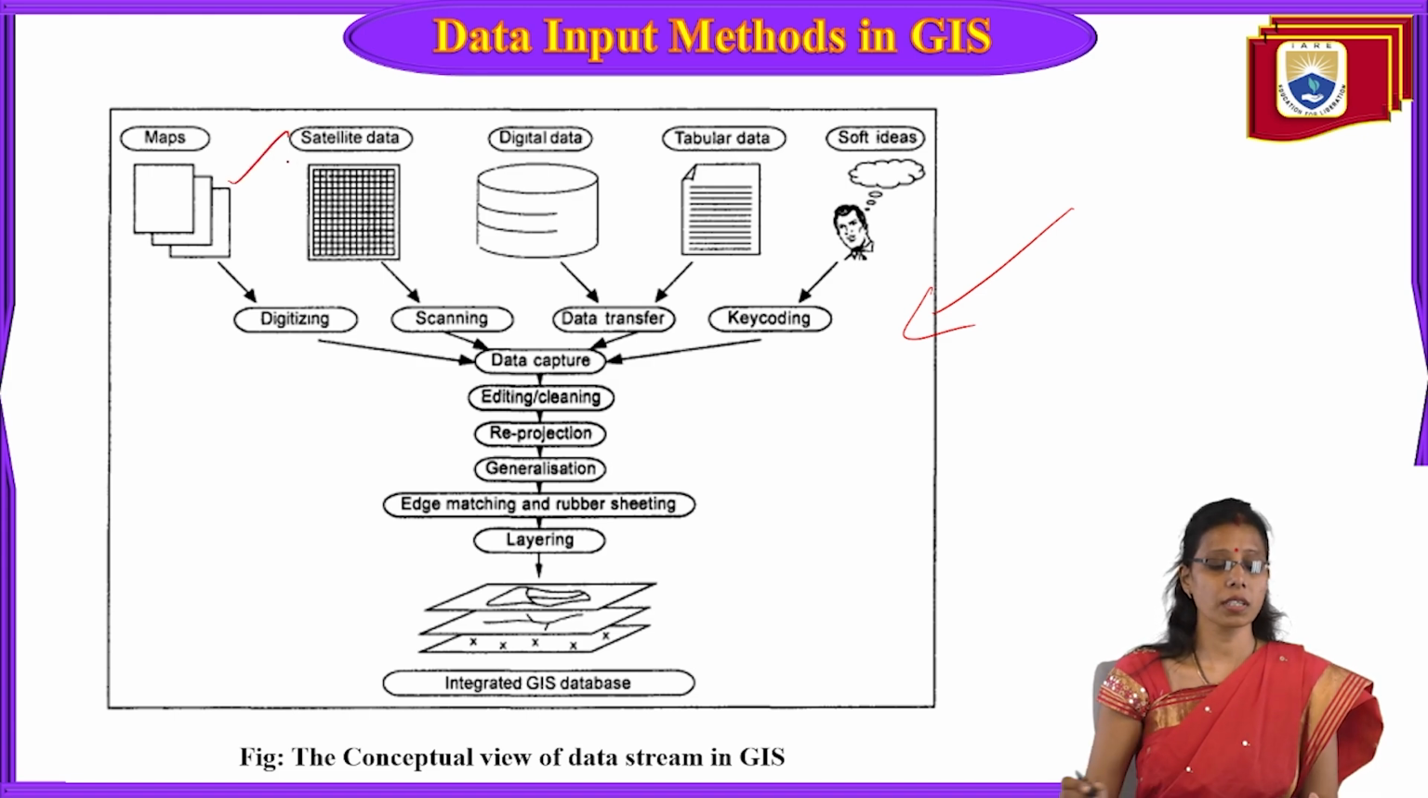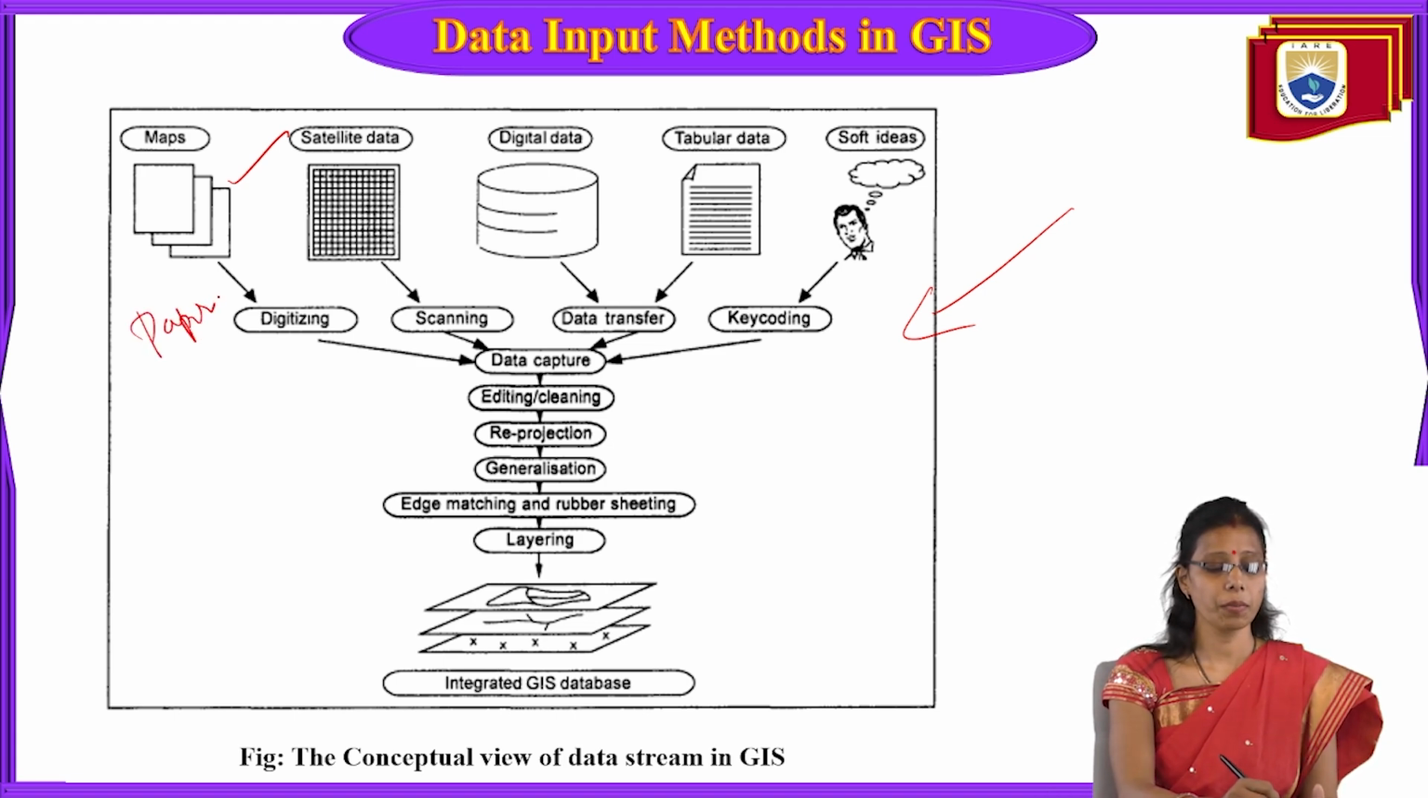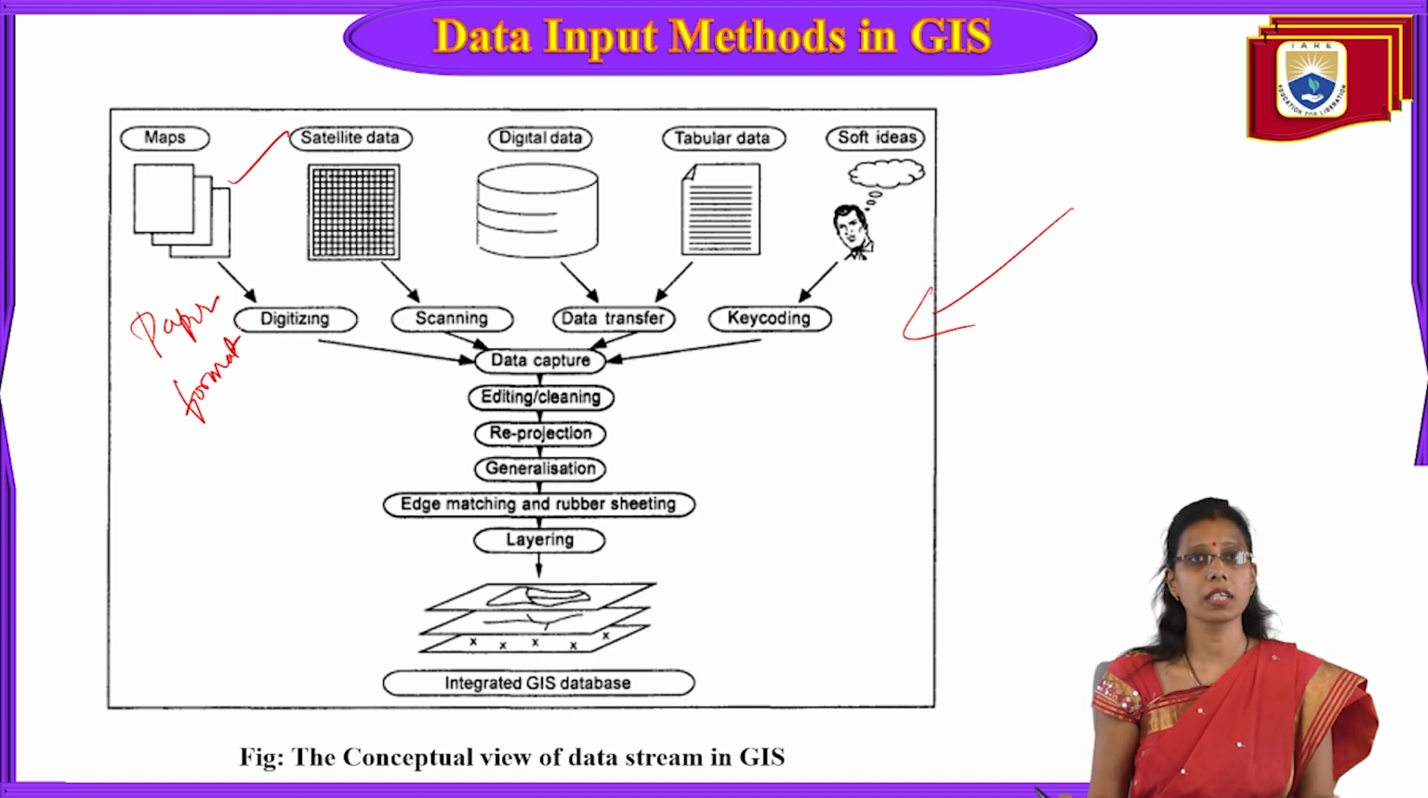So first one, what you can see here is maps. Maps, you can use if it is available. It will be available in the form of paper map. Okay, paper format. So this paper format can first be digitized. How can we digitize? Through scanning or through capture of the data.